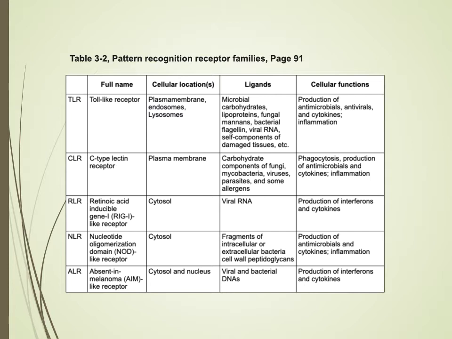We also have these C-type lectin receptors, CLRs, which are found in the plasma membrane and can interact with carbohydrate components from fungi, mycobacteria, viruses, parasites, and some allergens. Again, activation of inflammation and production of cytokines are pretty standard. There are additional pattern recognition receptor families, as you can see on this chart, but TLRs and CLRs are the ones that are studied more widely, not to say that the other ones aren't.